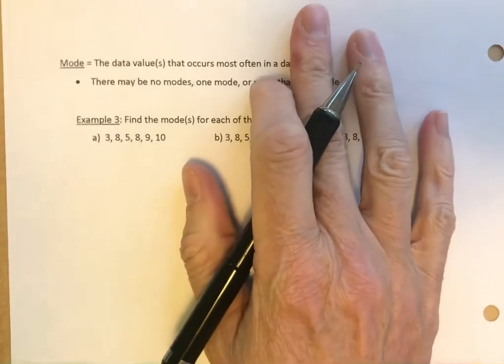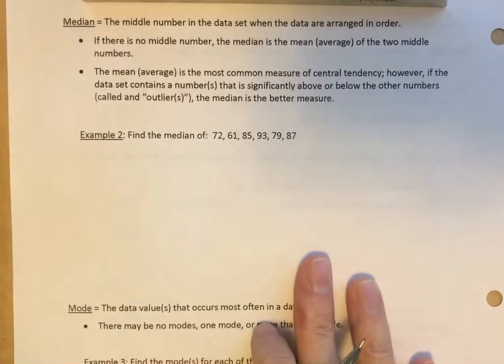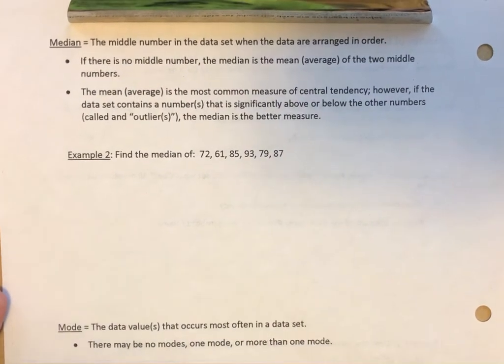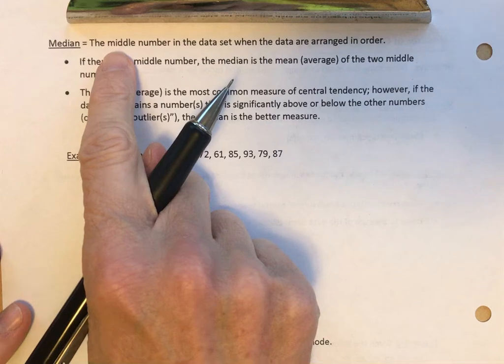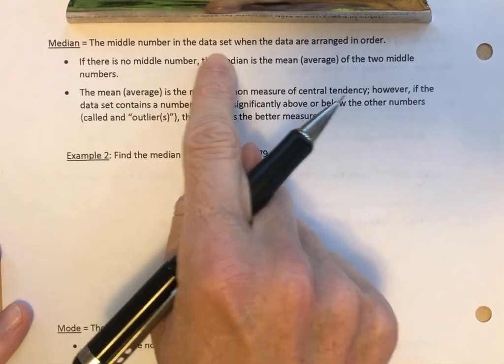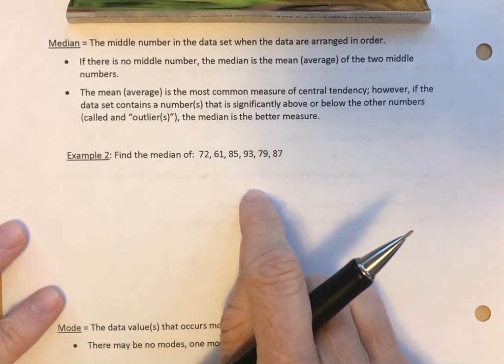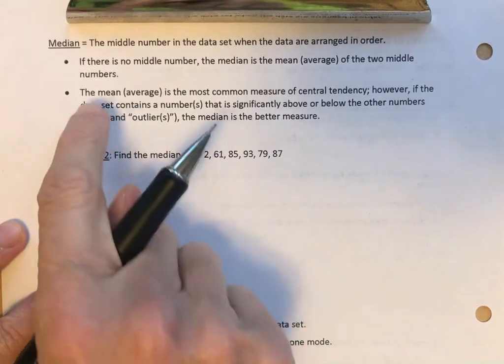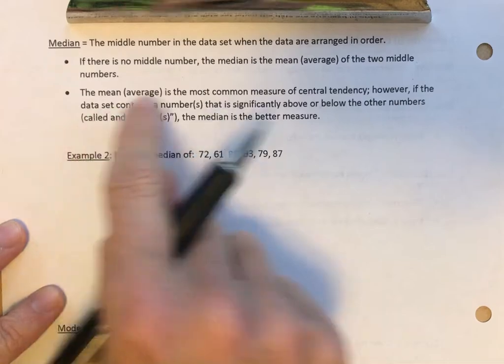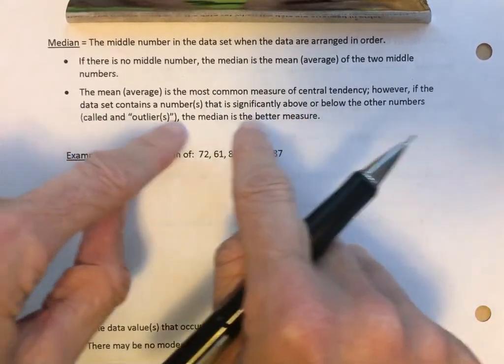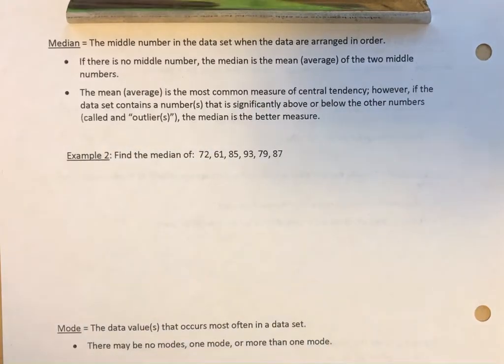Okay, let's take a look at median quickly. I think that's straightforward for you. The median is the middle number in the data set when the data are arranged in order. So you take your data set, I usually write them in order from least to greatest, and then you count from outside in, and the middle number is the median.